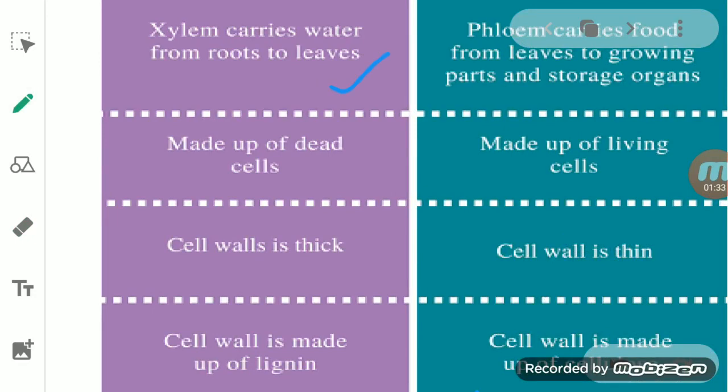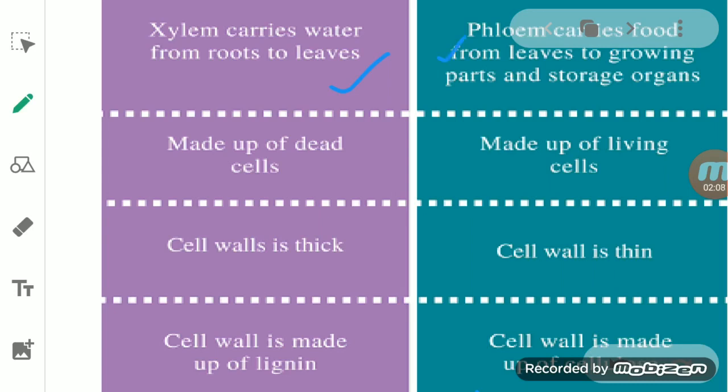So the function of the xylem is to carry water from the roots to the leaves. The roots absorb water from the soil, and that water is transferred to the stem. The stem takes that water and, with the help of transpiration pull, conducts it to the leaves. So xylem carries water from the roots to the leaves.